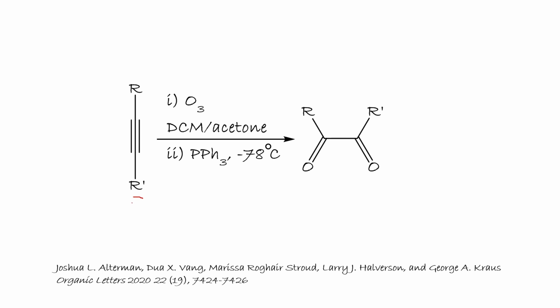So if we have the alkyne with ozone in a dichloromethane acetone mixture, and then followed by addition of triphenylphosphine at very low temperature, the product will be the 1,2 dicarbonyl compounds, and triphenylphosphine is used to just quench the ozonide intermediate. You may read more on that if you would like in Organic Letters 2020, volume 22, page 7424.